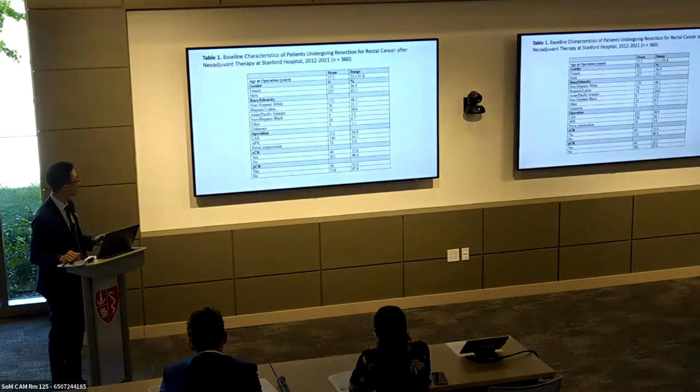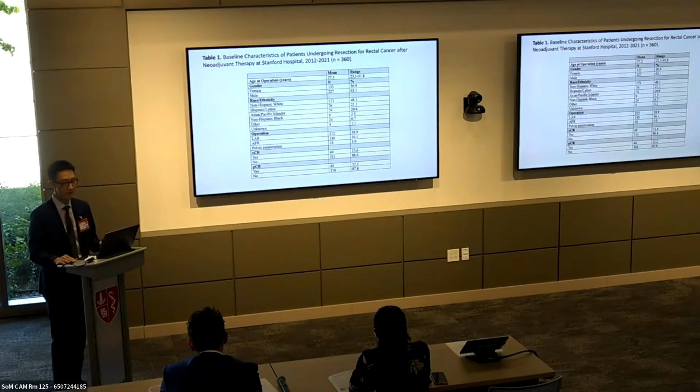So here are the characteristics of our patient cohort. The mean age that our patients had their proctectomy was 57.3 years. About 37% of our patients were women. 48% of our patients were white, and 52% were non-white. 57% of our patients had an LAR, or a low anterior resection of the rectum.